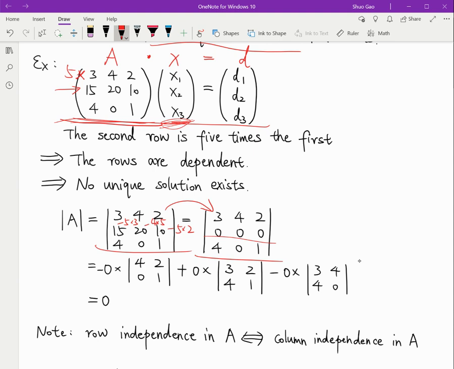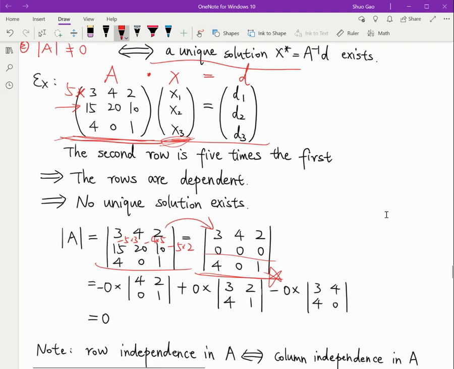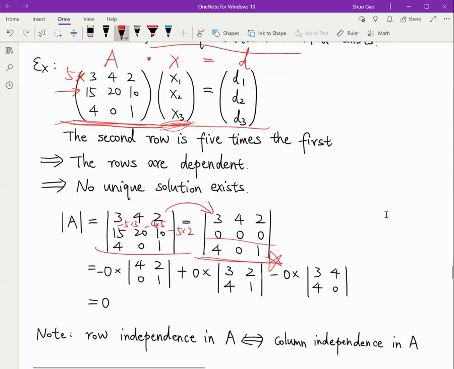And the determinant of this matrix is really simple. Right? We can expand from the second row. Everything is 0, and so the result is 0. And the determinant of A is 0. So there's no unique solution for X in this example, since the determinant of A is 0.